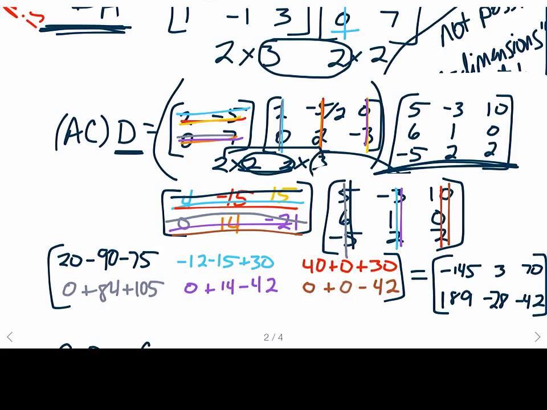And after all is said, I had to move it because I didn't have room. After all is said and done, we have the resultant matrix of negative 145, 3, 70, 189, negative 28, negative 42. This is an example of we can't possibly do this until we know what we're doing. But once we know what we're doing, it's not hard, it's just tedious, and it's really easy to make arithmetic mistakes. So this is just going to check your arithmetic and your organization.